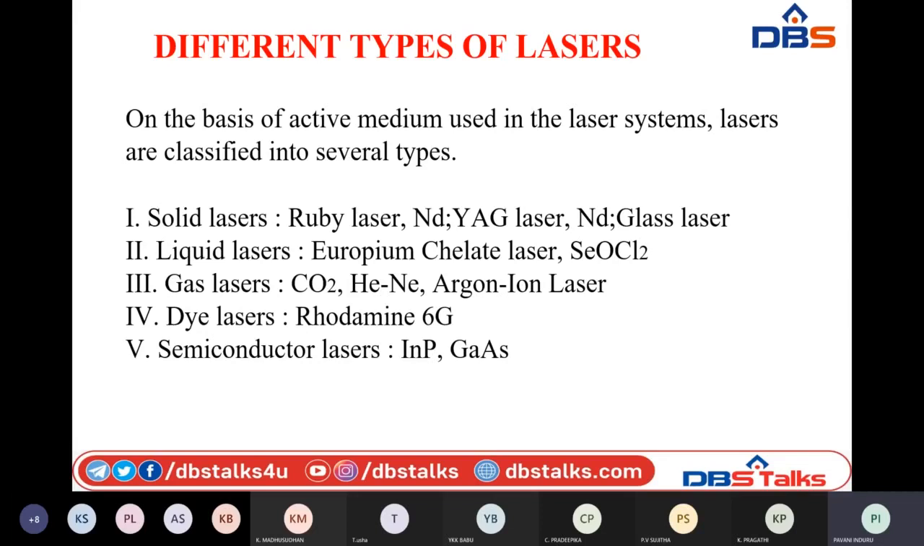So the examples are carbon dioxide laser, helium neon laser, argon ion laser. And dye lasers, it is also nothing but a solid laser only, but it is prepared by using the dyes. Rhodamine 6G is an example of dye lasers. And semiconductor lasers, which are composed of semiconductors. The examples of semiconductor lasers are indium phosphide and gallium arsenide lasers. So these are different types of lasers.